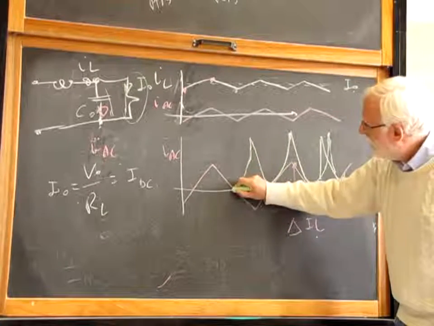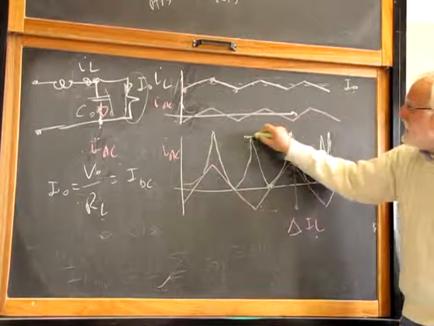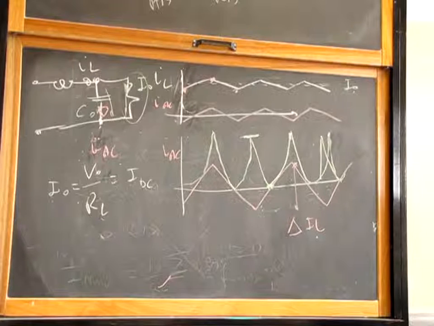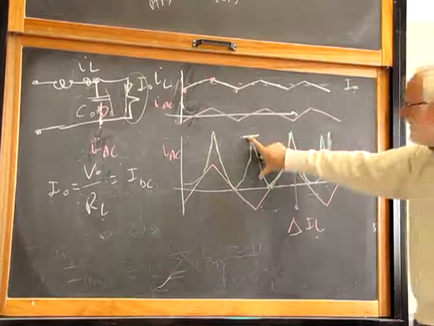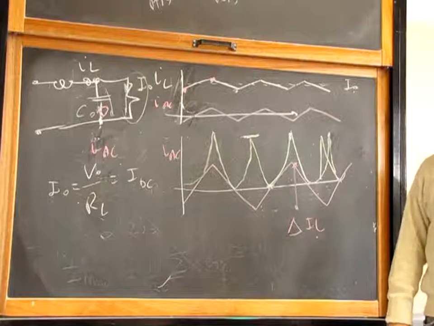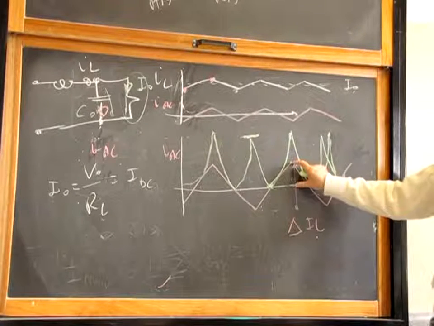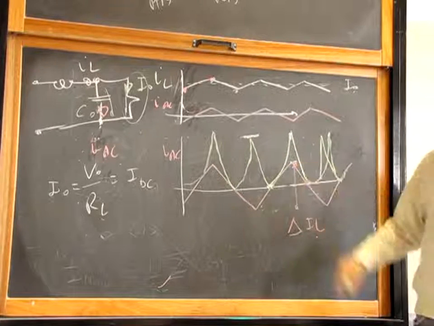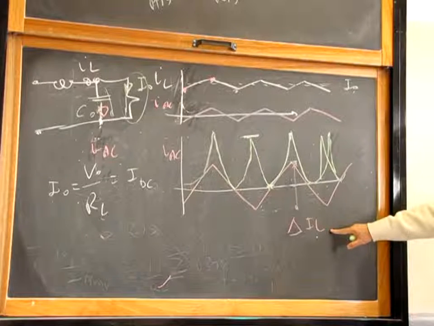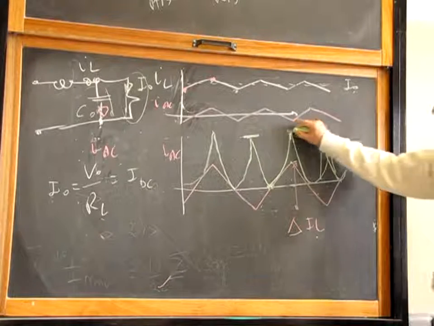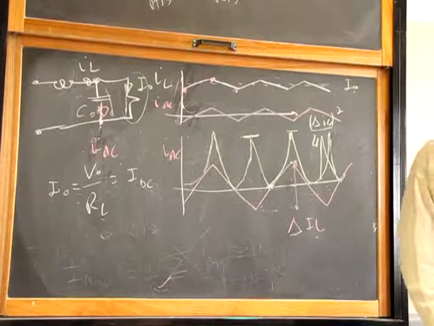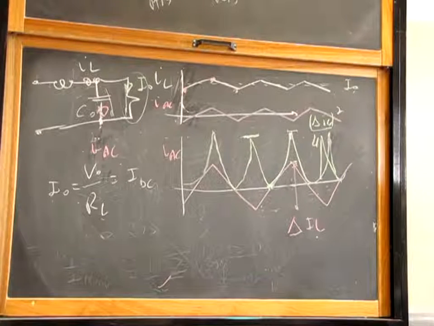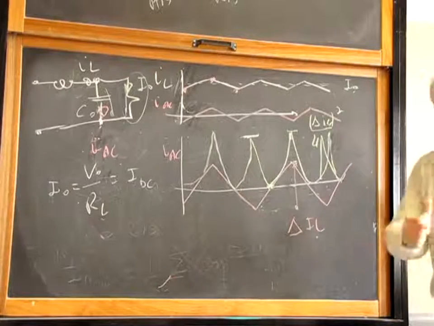How much is the peak value of this strange parabolic triangle? How much is this height? This peak value? It's the square of this. That is, how much is this peak value? Peak to peak is delta IL. Peak value is delta IL over 2. So this peak value is delta IL over 4, and delta IL is squared. Okay, we square.